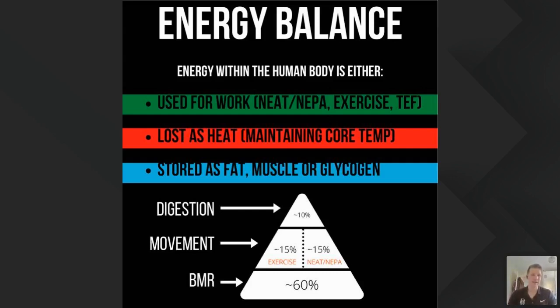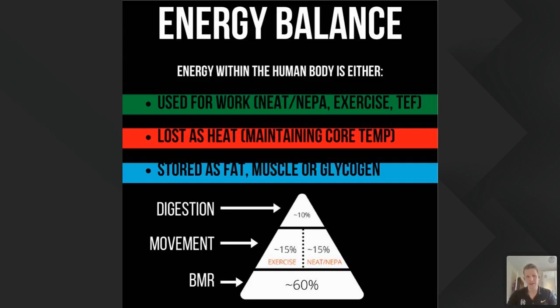And then finally at the top, we have digestion. This is known as TEF, thermic effect of feeding, and essentially about 10% of all the calories you eat are used just for digesting that food. So if you were to eat 2,000 calories in a day and you had a split of protein, carbs, and fats that was relatively even, about 200 of those calories would be used just for digesting food.